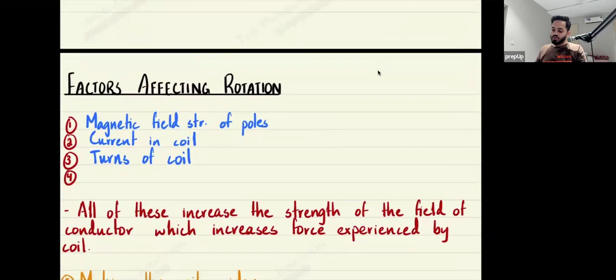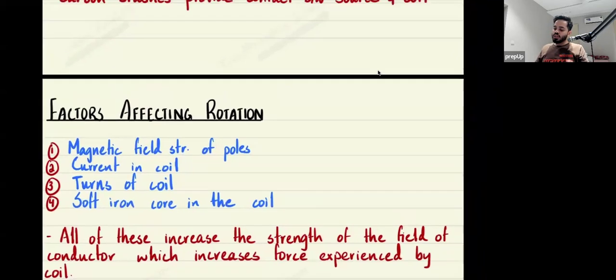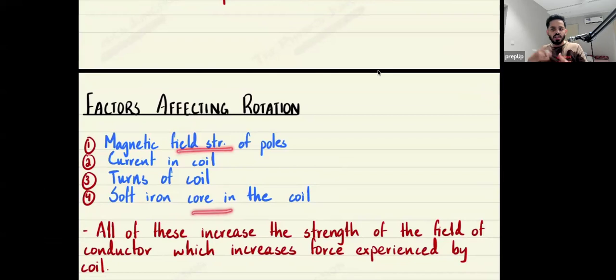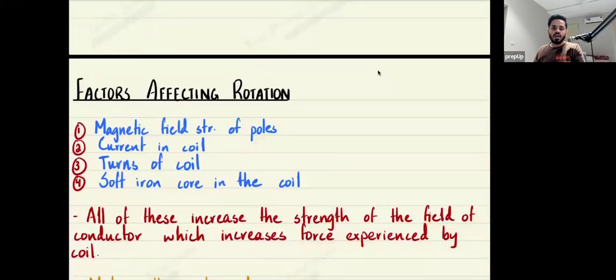And the last one is if you have a soft iron core placed in the coil, this also serves the same purpose, because when the current is going to flow, the soft iron core is also going to be magnetized. And you know this idea that induced magnetism is always attractive. So that and this magnetic field strength are going to add up. There's going to be a greater magnetic field strength and hence a greater force. Right? So all of these increase the strength of the field of the conductor, which increases the force experienced by the coil. So a stronger magnetic field strength naturally also means a stronger force.